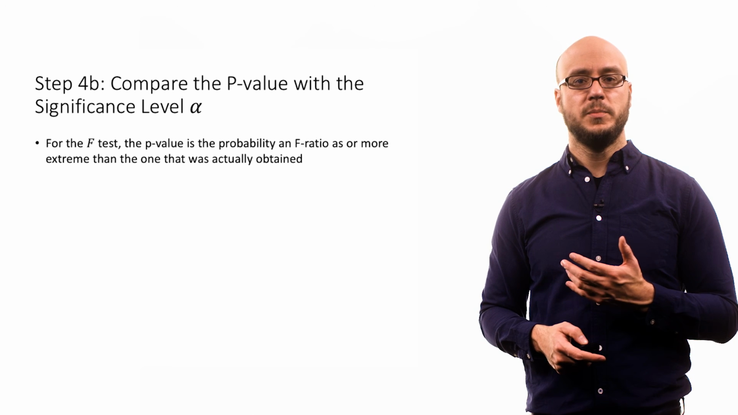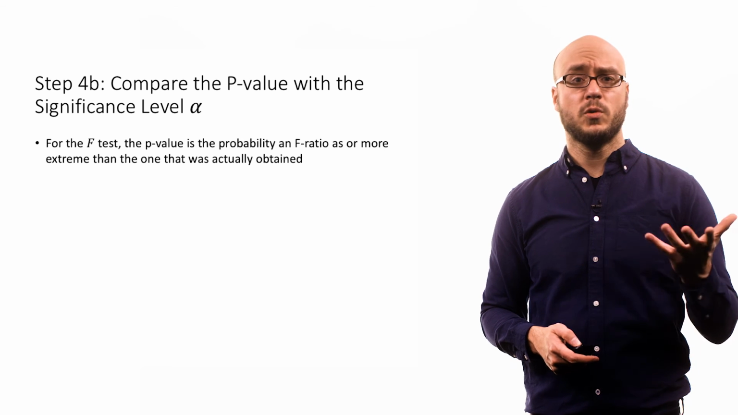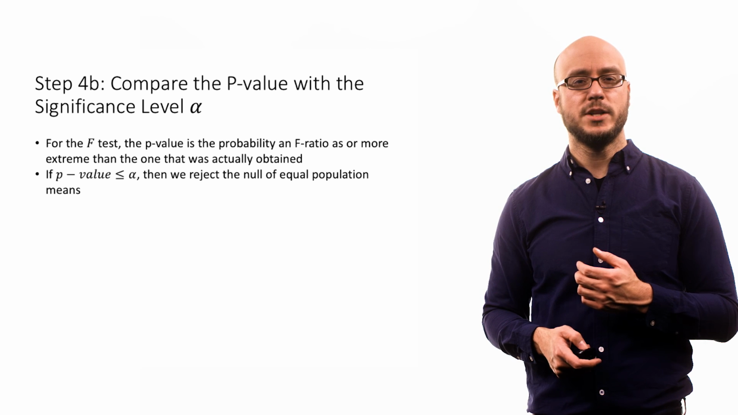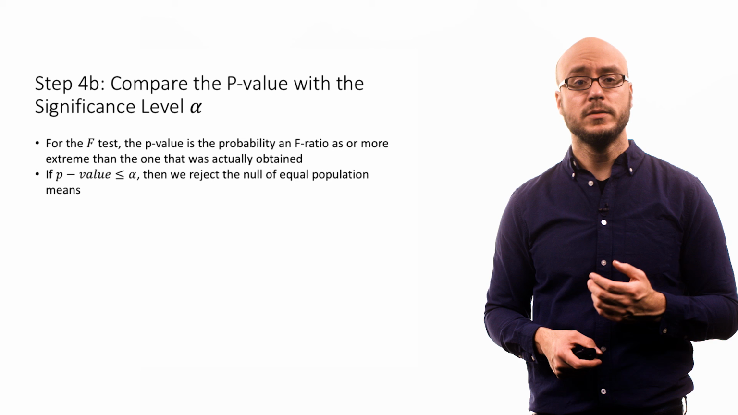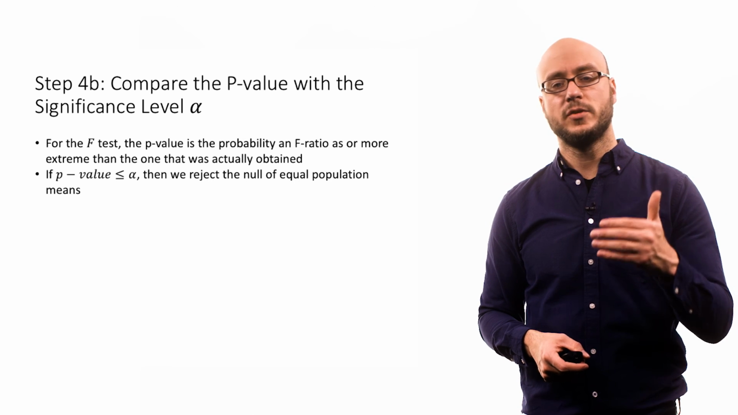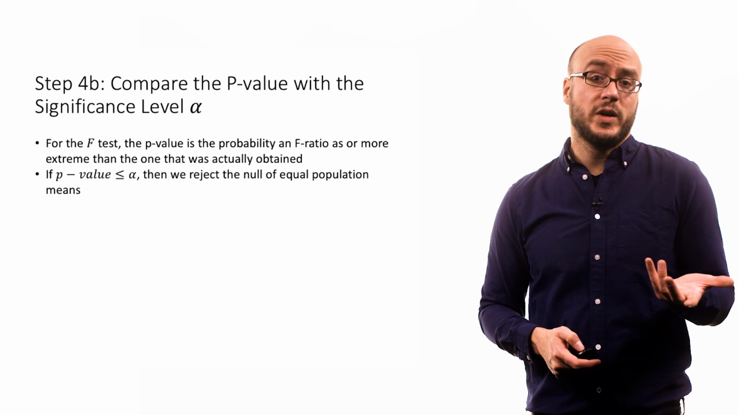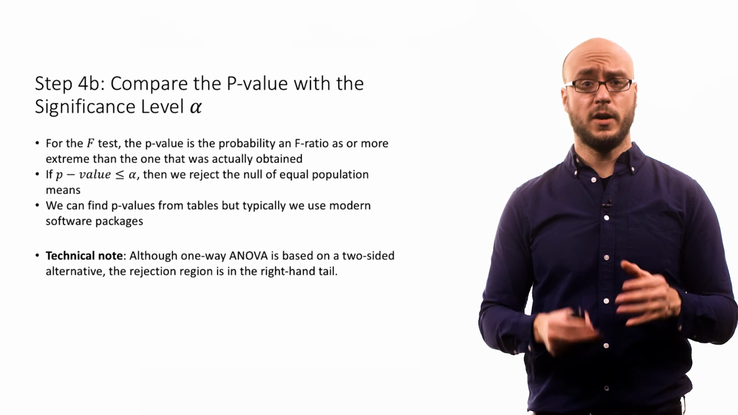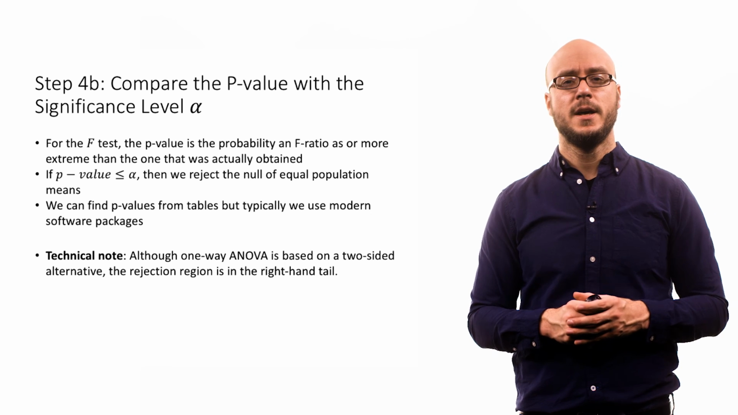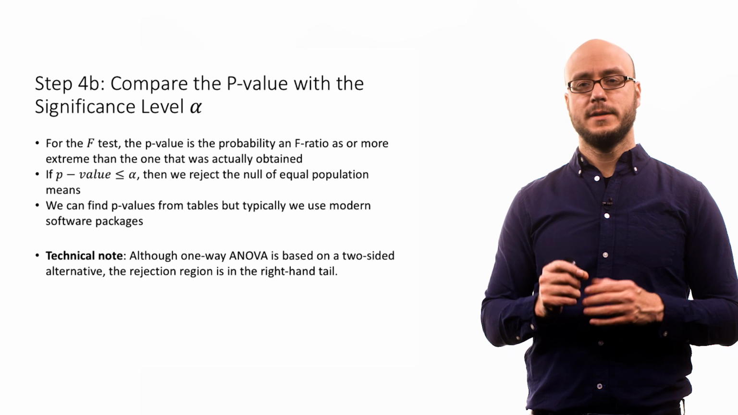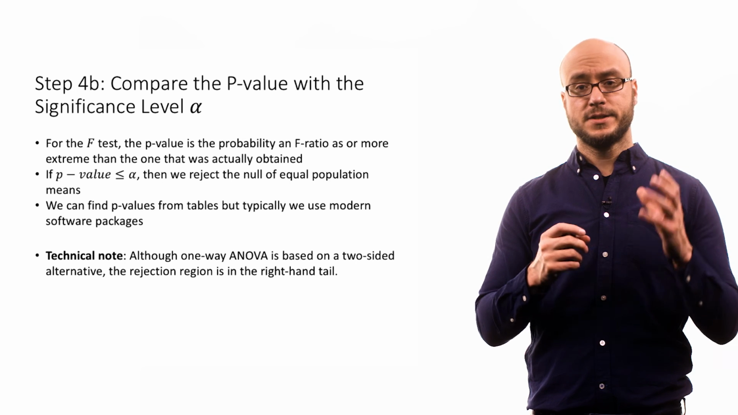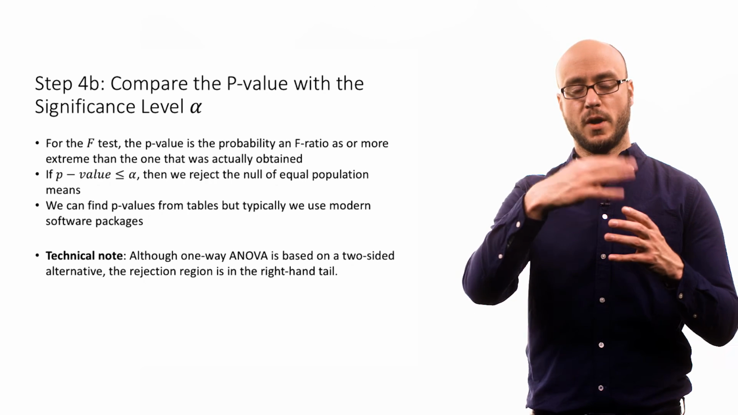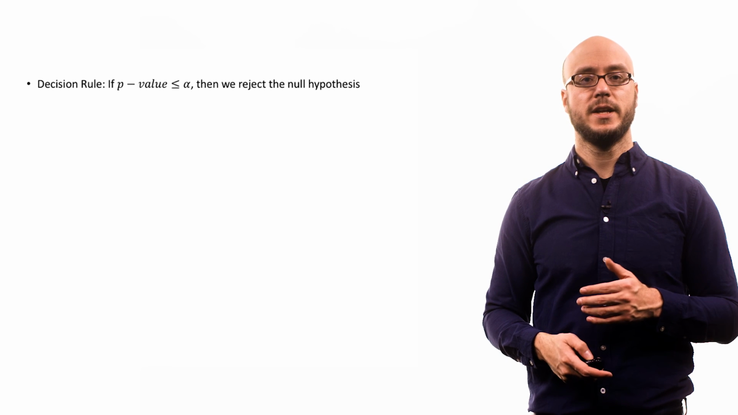We can also calculate a probability or p-value using the significance level alpha. The p-value is simply the probability of an F ratio as or more extreme than the one we actually obtained. And we use the typical evaluation for interpreting a p-value. So if our probability value is less than or equal to alpha, our criterion level, then we're going to reject the null of equal population means. Typically, we will use statistical software to calculate these p-values. You could use tables. And again, even though the one-way ANOVA is a two-sided alternative test, the rejection region is going to only be in the right-hand tail. That's because the probability distribution ranges from 0 to positive infinity.